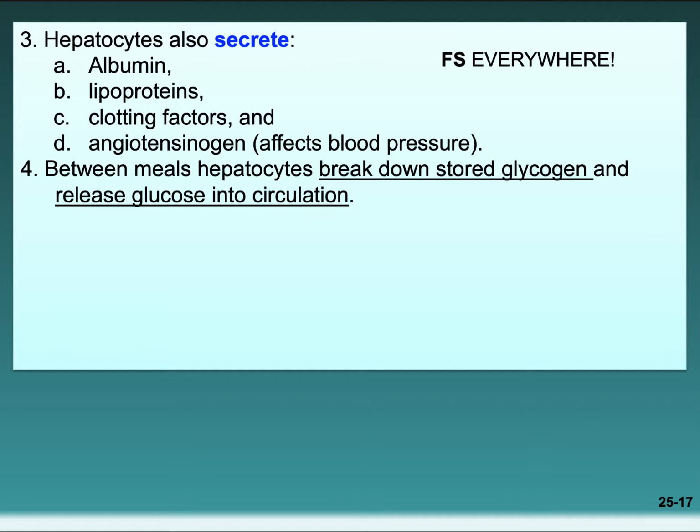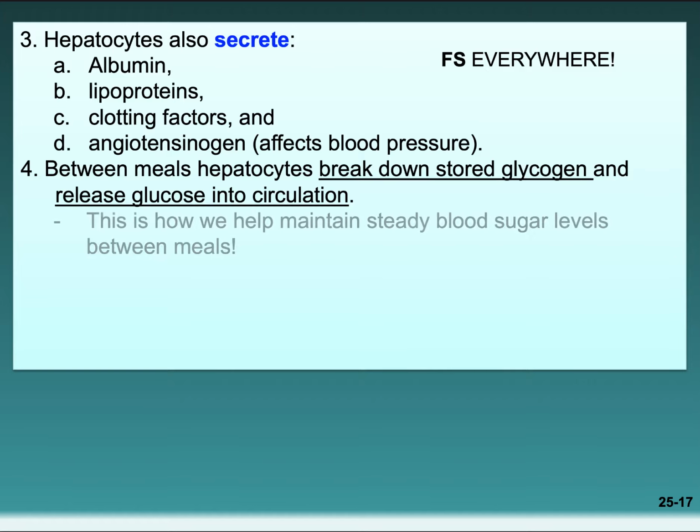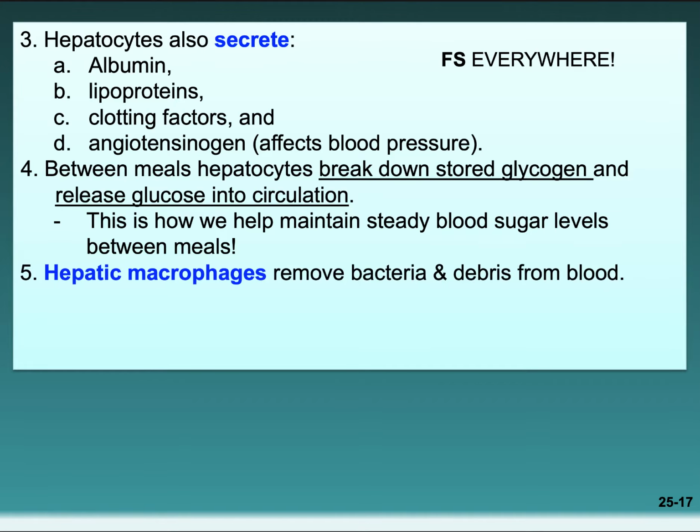And that's because when you get really hungry, it stimulates the breakdown of glycogen that brings your glucose levels back up. So your liver can respond to your hunger pains and actually help provide a higher glucose level in your blood and decrease your hunger urge. Okay? So that's how we keep steady blood sugar levels in between meals.